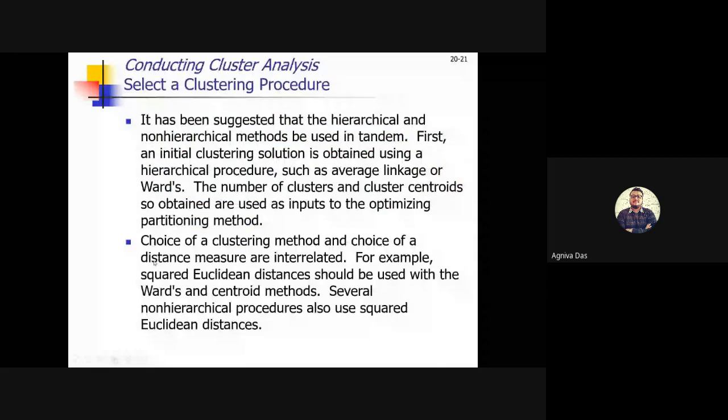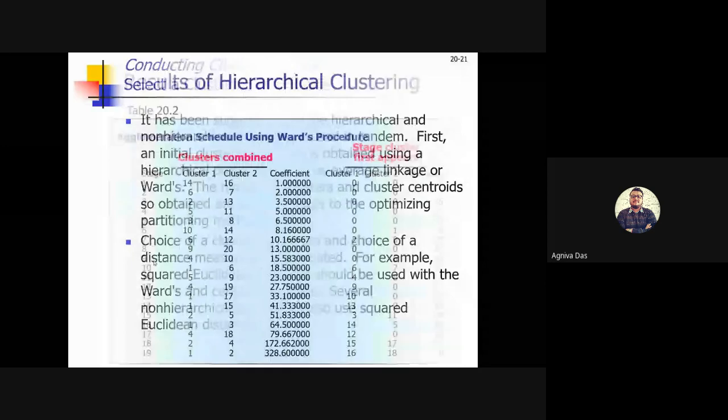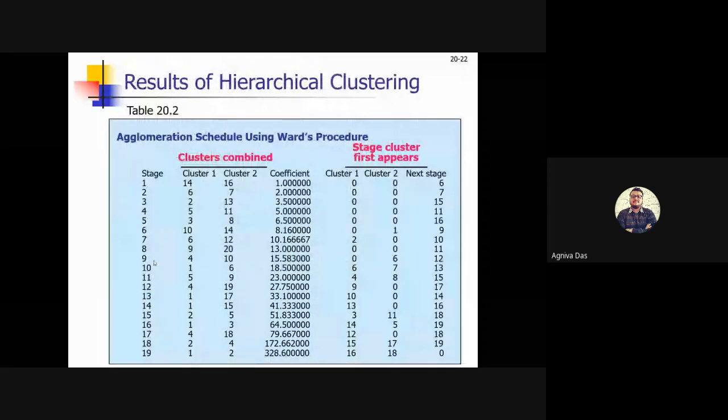Now the choice of clustering method and the choice of distance measure are interrelated. So you can use any combination you like, and based on that, we can use whichever combination of techniques gives the maximum profit. Now, this is the agglomeration schedule used by Ward's procedure. In stage one, clusters 1, 14 and 16 are combined, and this is their coefficient.